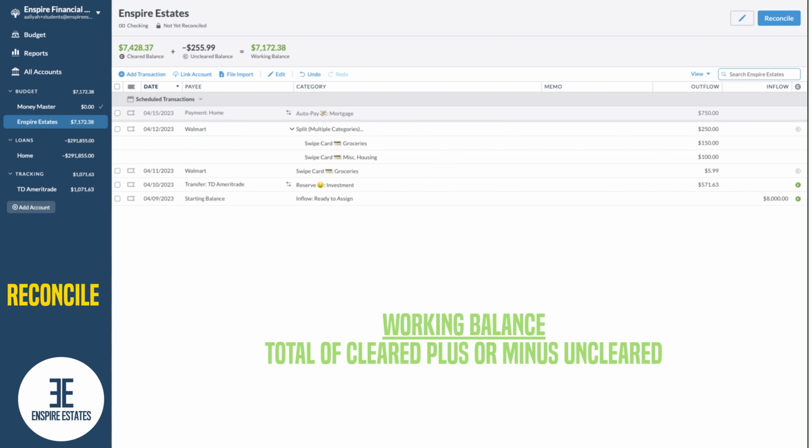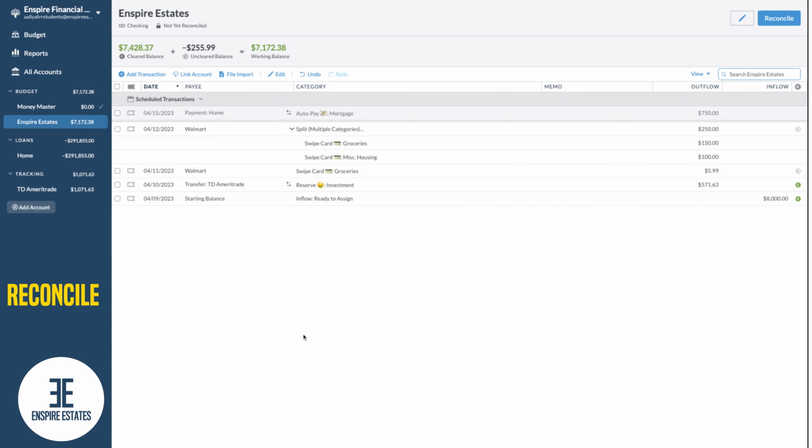They'll most likely be displaying as pending if you were to review your online banking. The working balance is the total amount of cleared plus or minus uncleared, and it should accurately reflect your current bank account balance. The goal for reconciliation is to have your cleared balance and your working balance always in sync, and your uncleared balance should be zero. You do that by ensuring all of your transactions are cleared, and you'll know if they are by the green C icon on the right side of the screen.